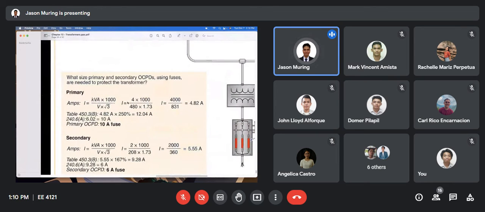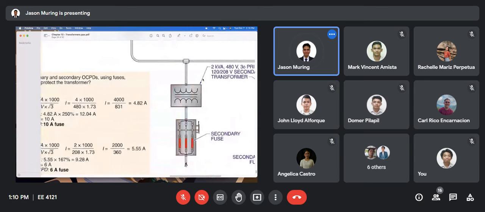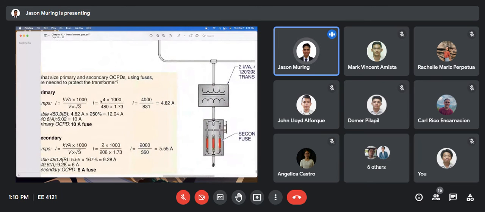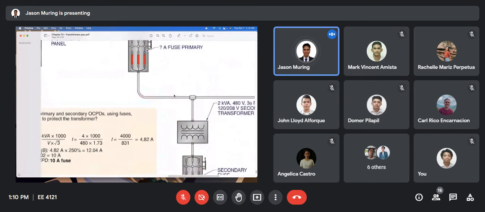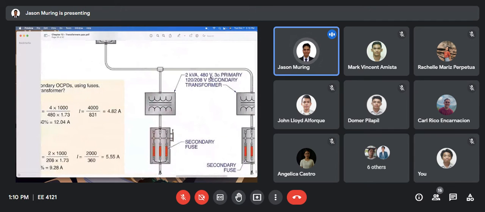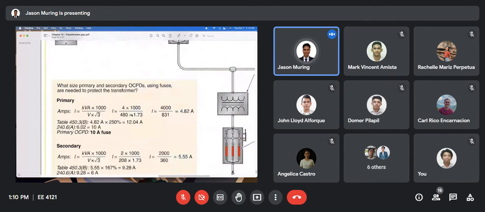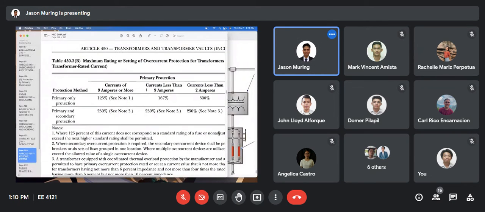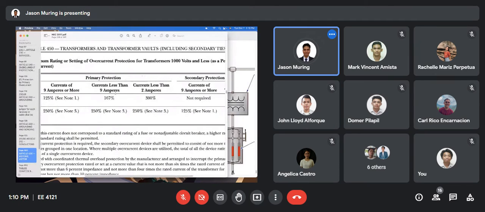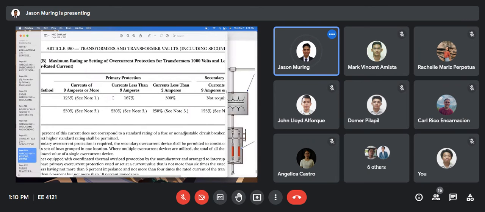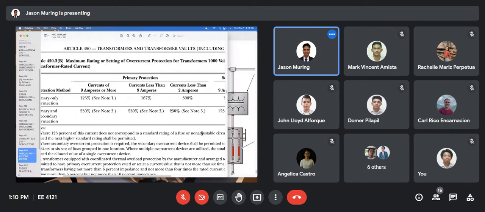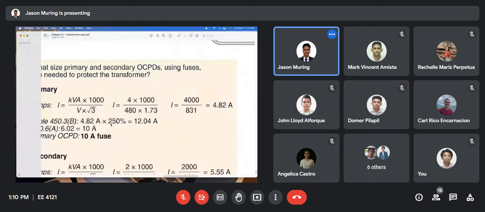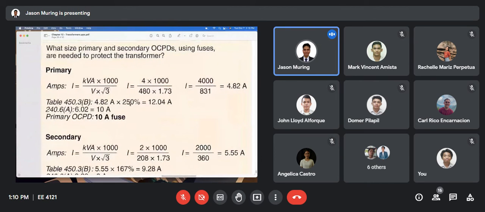So kVA, that's why it became 4 here, no? So 2 plus 2, so that is 4. Then the voltage in the primary is the same, so 480. So 480, yes, we have here 4.82. Then if you look at the table, 4.82 is less than 9 amperes, so we use this 250%.